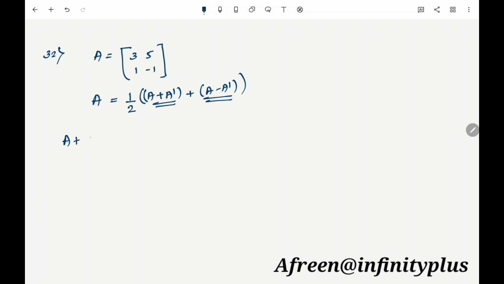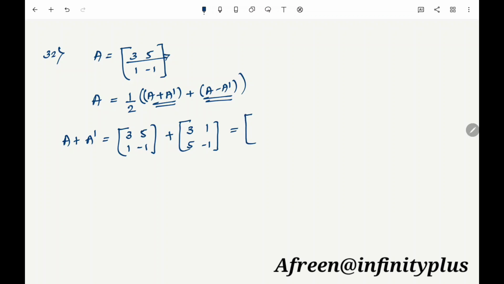So A plus A dash is equal to A as it is, 3, 5, 1, minus 1, plus A dash. A dash means you have to convert rows into columns. So you will get 3, 5, 1, minus 1. So add both the matrices.